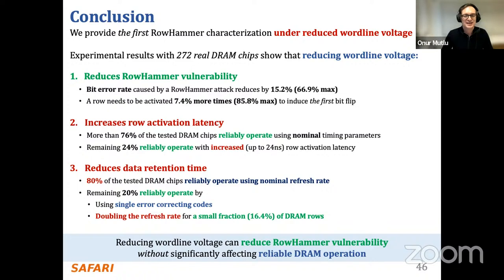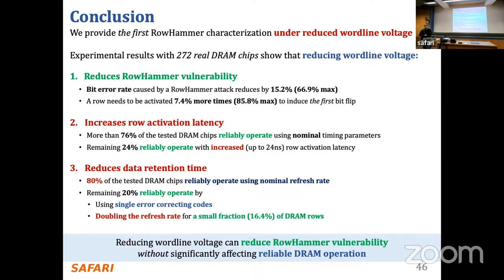One other question, somewhat related, is this is a very specific voltage, which is important for RowHammer, which is wordline voltage. What about other types of voltages that you input into the DRAM chip? What is the effect of those on RowHammer? I think another voltage that needs to be considered is the supply voltage. Unfortunately, we were not able to change it for this paper. I think it is also important to look into that.